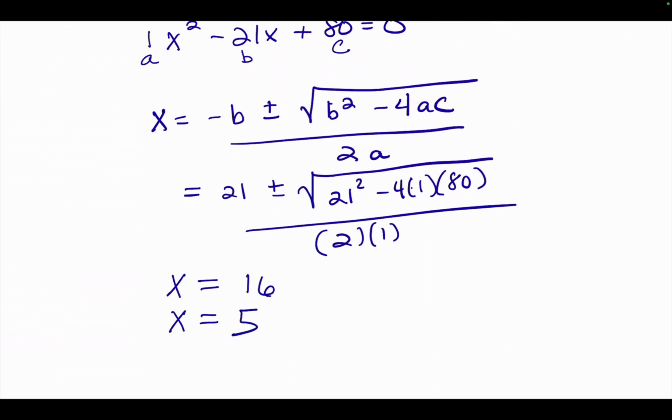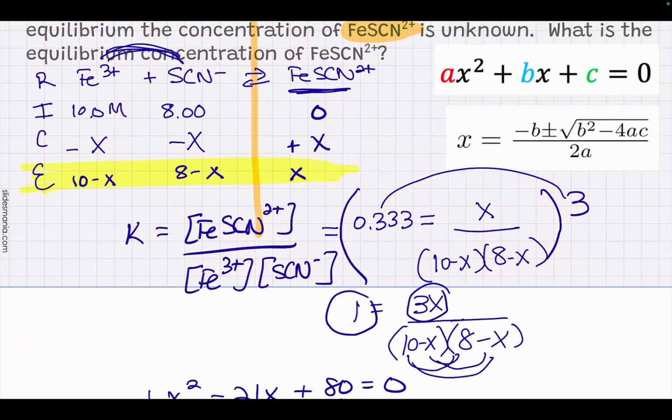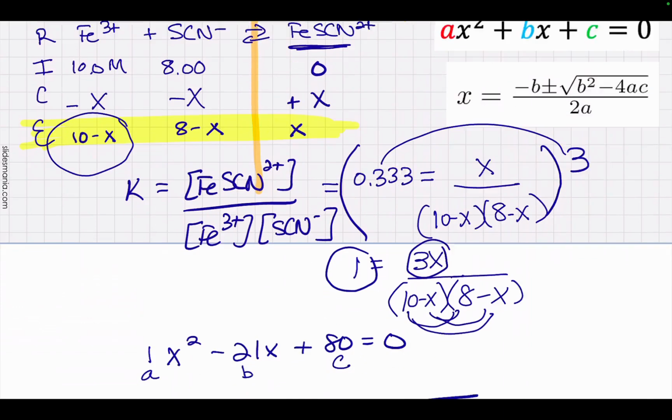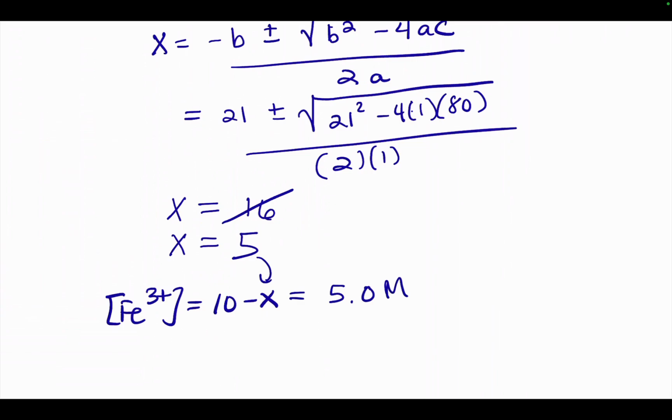Sometimes one of them's negative. You know right away that one's not valid. Here, there still is one answer that's accepted and one that isn't. So what we want to do is look back at this. So the concentration of the iron is 10 minus X. So there's no way that it can be the 16 because then we would get a negative molarity. But we can easily sub in the 5. So the molarity at equilibrium of the iron plus 3 is 5 molar.